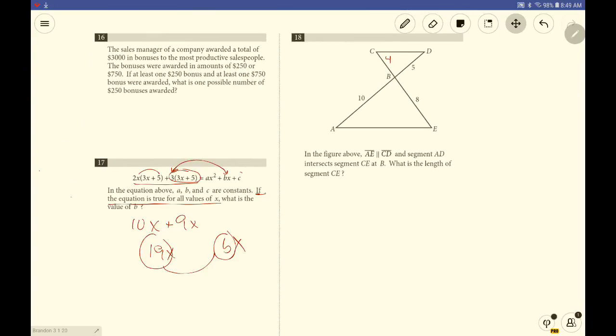Number 18, similar triangles again. Number 17, we're looking for B, which is the coefficient of x on the right. So all we have to do is find out where the x terms come from on the left, and we total them up, and it's 19x, therefore B has to equal 19. In general, that phrase, if the equation is true for all values of x, it means the coefficients on the left equal the coefficients on the right.